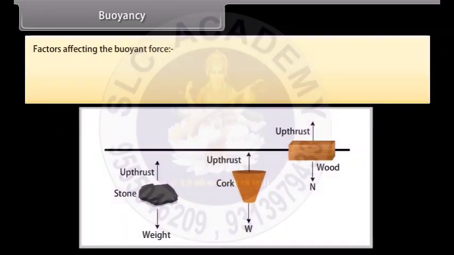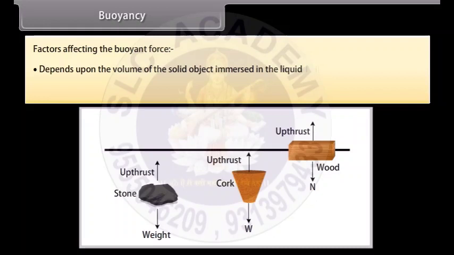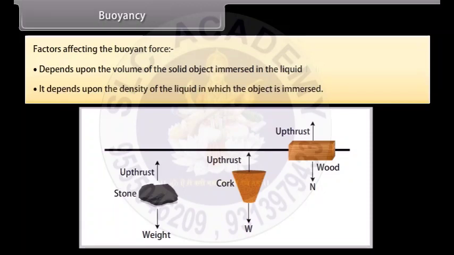Factors affecting the buoyant force: it depends upon the volume of the solid object immersed in the liquid. It depends upon the density of the liquid in which the object is immersed.